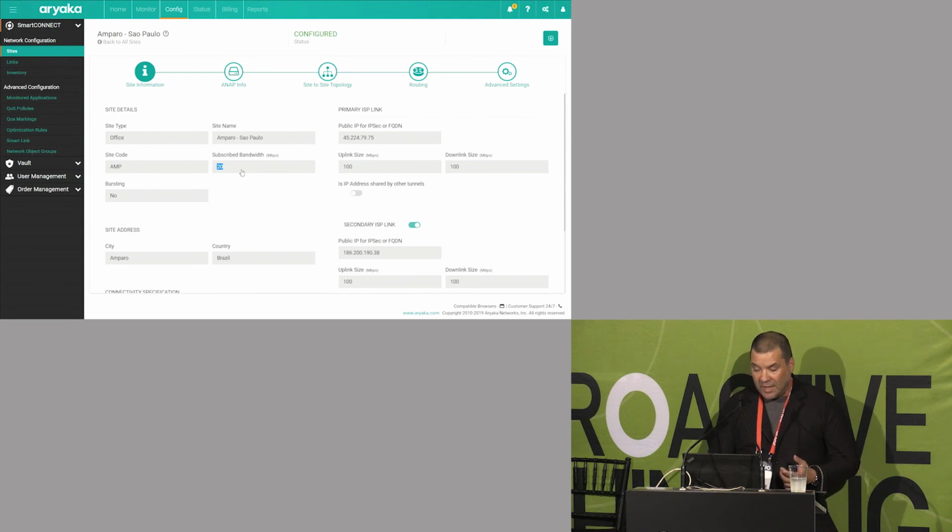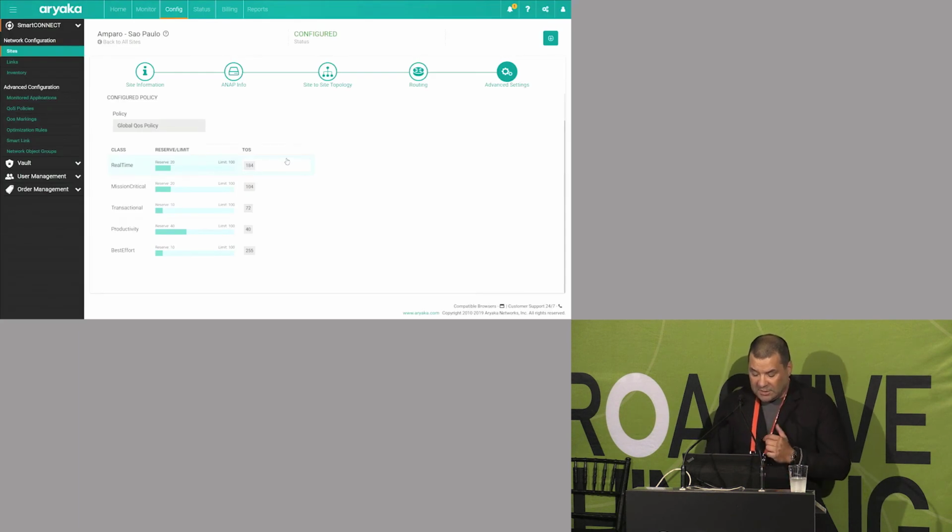So I saw that on that Amparo site in Sao Paulo, I have a subscribed bandwidth of 20 megabit per second. This is a real customer, so I cannot go in there and change it, but I could. And then probably the problem could disappear quite easily. So you can configure a lot of stuff with architecture and have total control over your infrastructure, and it gets implemented like this, and you can see the change if it actually solves a problem or not.